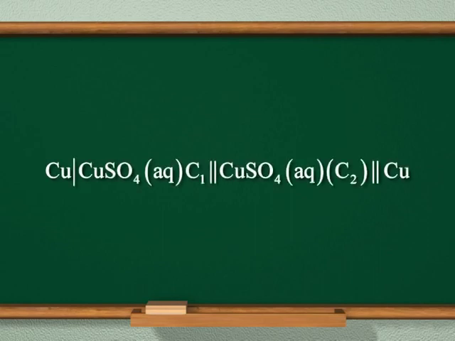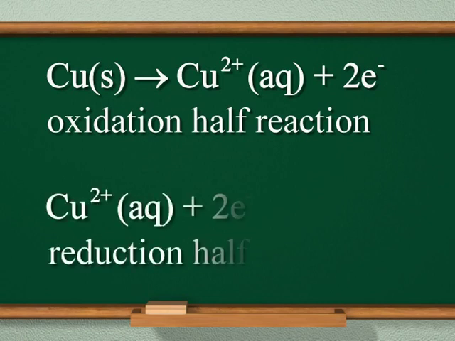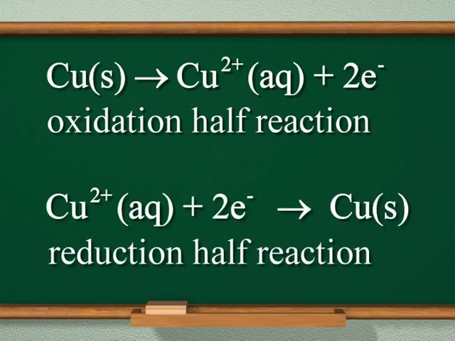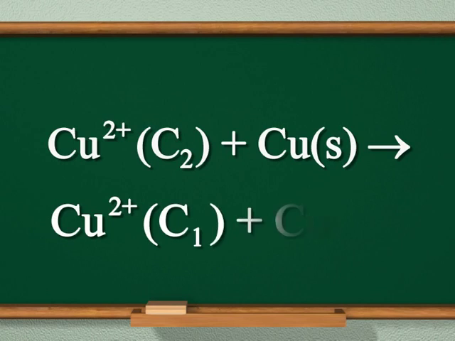For example, consider a copper ion concentration cell in which copper electrodes are dipped in two different concentrations C1 and C2. The two half cell reactions taking place are: copper in metallic state loses 2 electrons in the oxidation half reaction, and copper ions accept 2 electrons to form copper in metallic state in the reduction half cell. The cell reaction can be represented as shown on the screen: copper ions in C2 concentration plus copper in metallic state gives copper ions in C1 concentration plus copper in solid state.